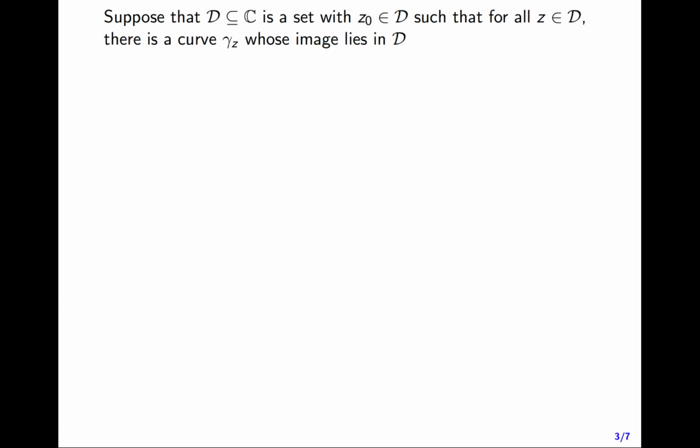Okay, let's suppose we're even in the best case scenario. We have a set D contained in the complex plane, and there's a point z0 in D, such that for all other points z in D, there is a curve gamma z whose image lies in D, and whose initial point is z0, and whose terminal point is z. Suppose that I'm working on a nicely defined domain D, such that the pathological situations of the previous slides don't happen.